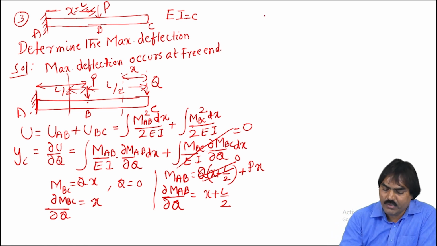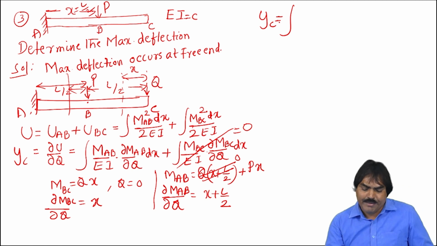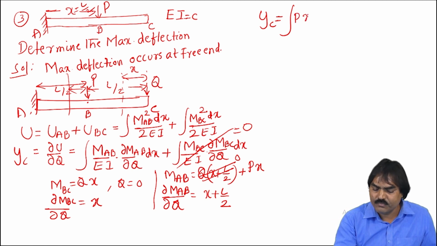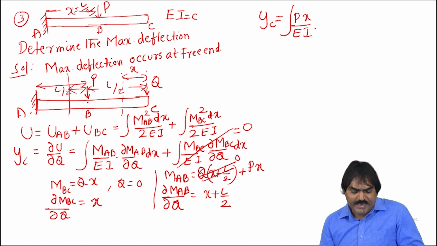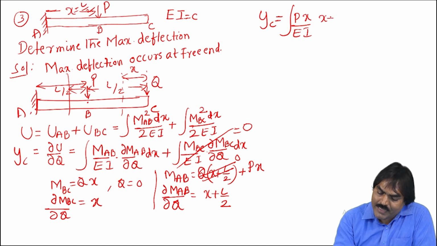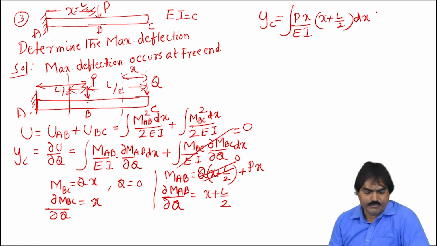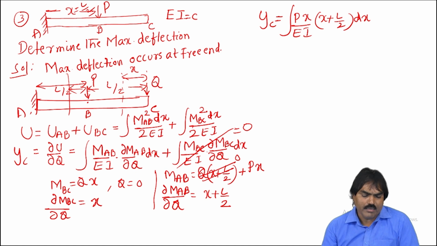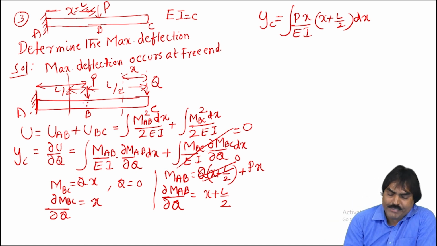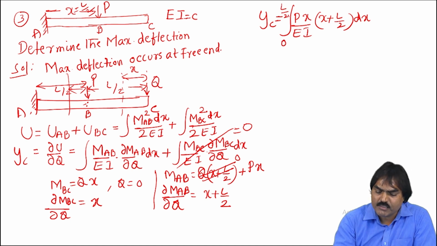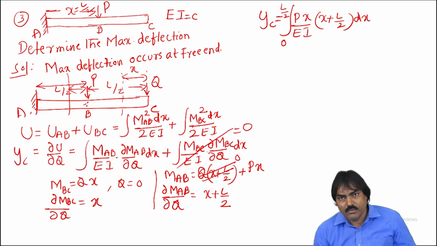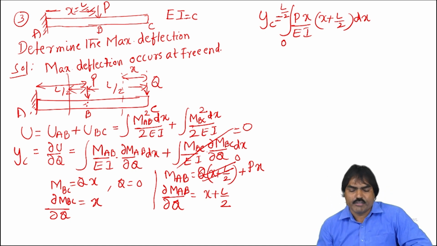Now substitute the values. Therefore, YC is equal to integration of P into X by EI into dou MAB by dou Q, that is X plus L by 2, into dx. Okay. Now here, see, we are measuring the X from point B. From B to the fixed end, what is the limit? 0 to L by 2. You must be careful from where we are taking the distance. So we have to apply that integration limit into the equation.